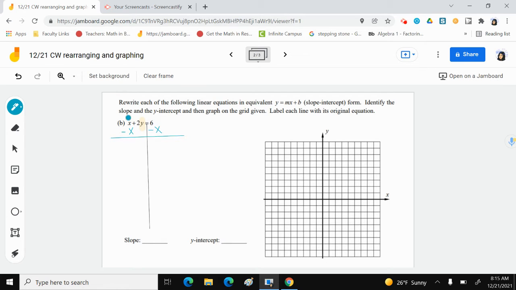So x minus x is 0. This will cancel. So now I'm left with 2y. Again, I want to write the x term first because it's mx plus b. So first I have a negative x. And my 6 is positive, so it's getting a plus.